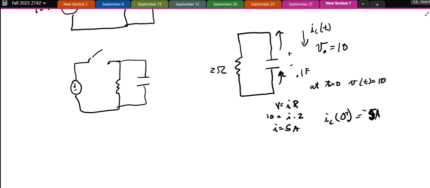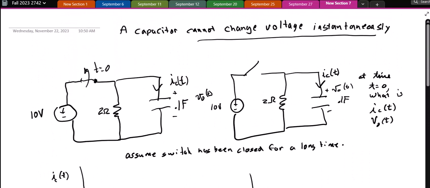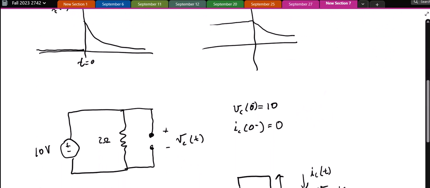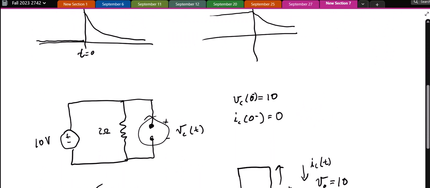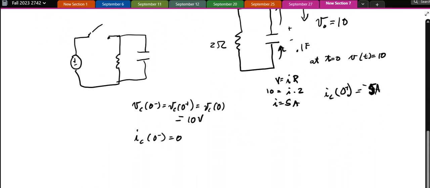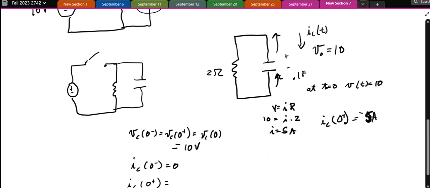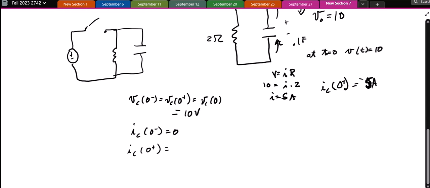So now we can put it all together. So VC of 0 minus equals VC of 0 plus equals VC of 0, as it always does, and in this case that would be 10 volts. Now IC of 0 minus equals 0, because at 0 minus there is no current flowing through that capacitor, because it's acting as a short circuit. But that is not the case at IC of 0 plus. At IC of 0 plus, it is acting as a voltage source, and our current flowing through it is negative 5 amps.